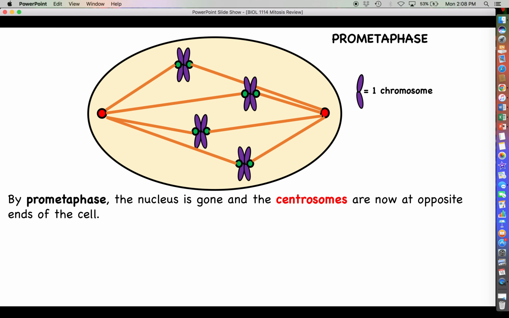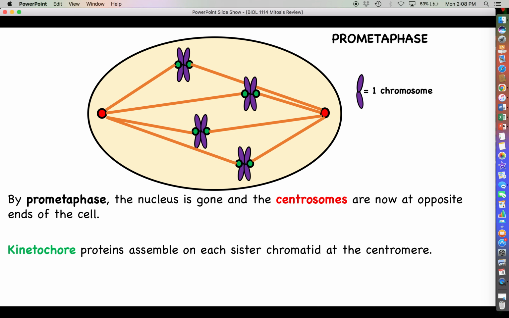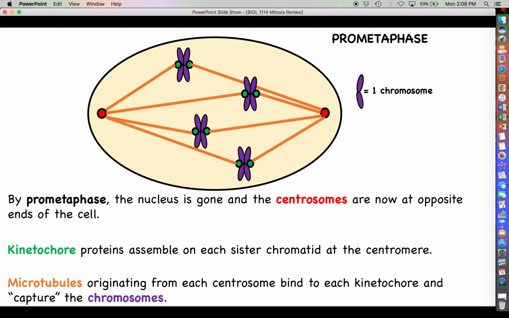So by the time we get to prometaphase, the nucleus is now gone, as you can see, and the centrosomes are now at opposite ends of the cell. Protein complexes called kinetochores, in green here, are going to assemble on each sister chromatid at a location called the centromere, which is usually halfway along the length of this chromosome. Not always exactly halfway, but approximately.